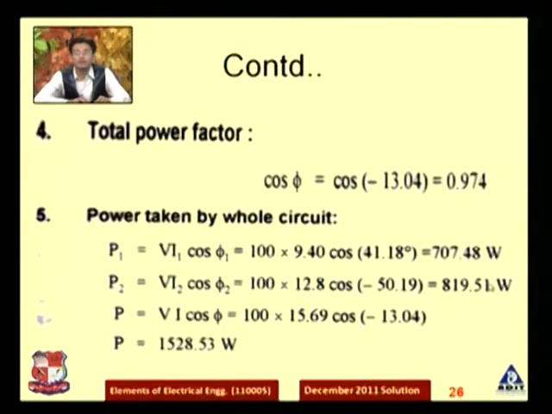So if you add your P1 and P2, the result will be the same. Or you can apply P is equal to V I cos phi, where, knowing the value of phi, that is the resultant phi, you can easily find the total power taken by the circuit. So the total power taken by the circuit is 1528.53. So even though it looks like a small circuit, it will consume 1.5 kilowatts of power from your supply.